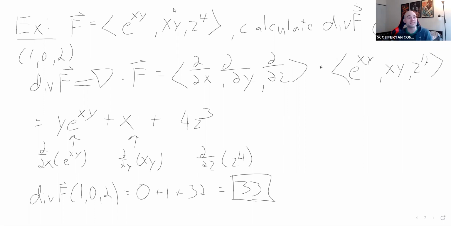So the divergence of f is a scalar function. When you plug in a point, you should get a scalar, a number. The gradient of f, remember, is a vector. In fact, it's a vector field. They're important vector fields, as we'll see later. And when you plug in a point there, you should get a vector.